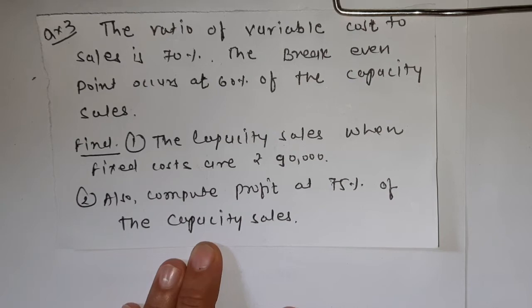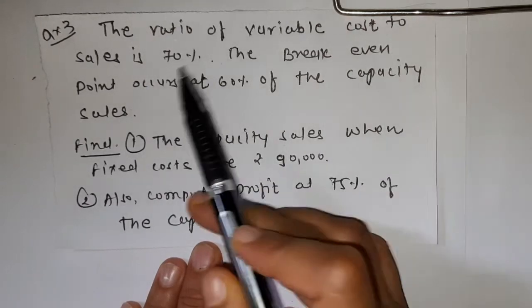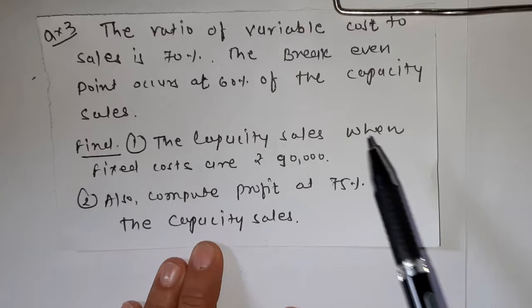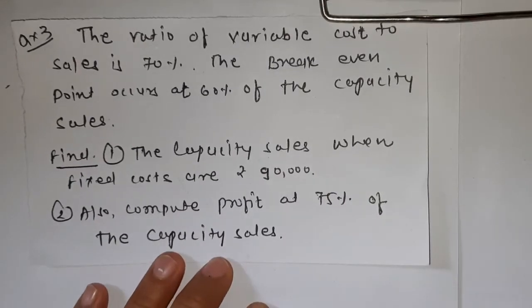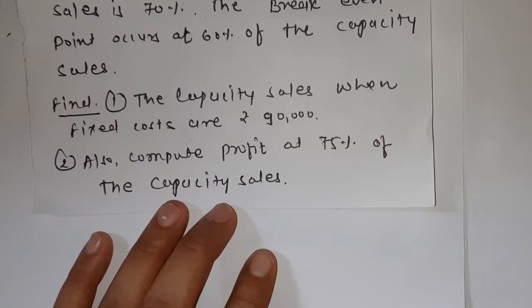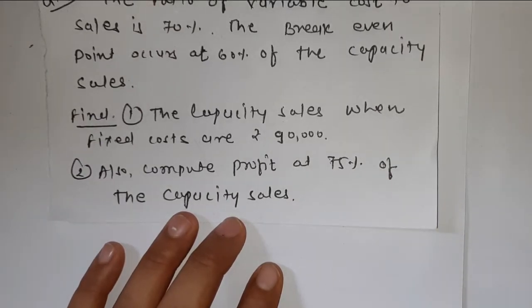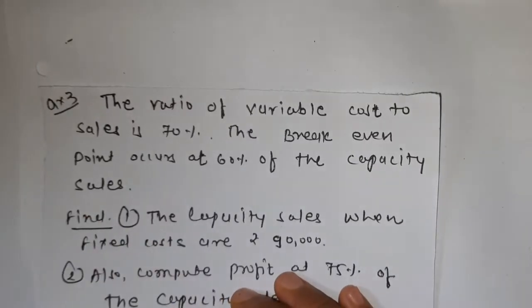What is given in the question? Here the variable cost to sales is given 70% and we have to find the capacity sales on the basis of this information, and second one, profit at 75% of the capacity sales. So now let's go for the solution. First we put the basic information on the basis of the question.